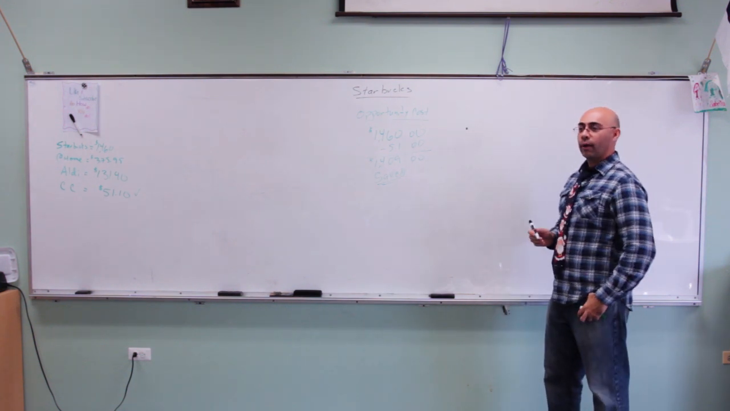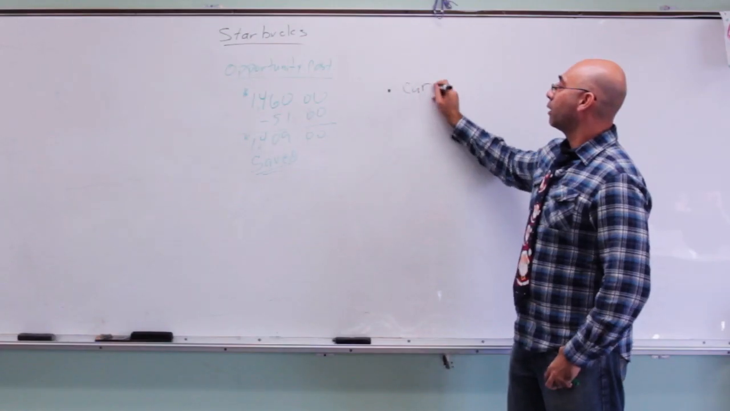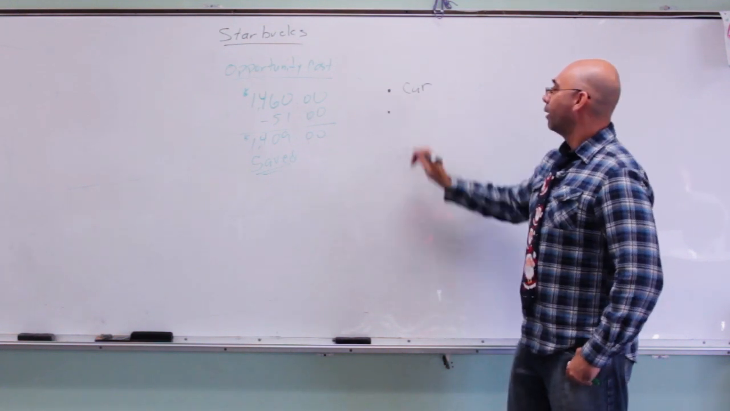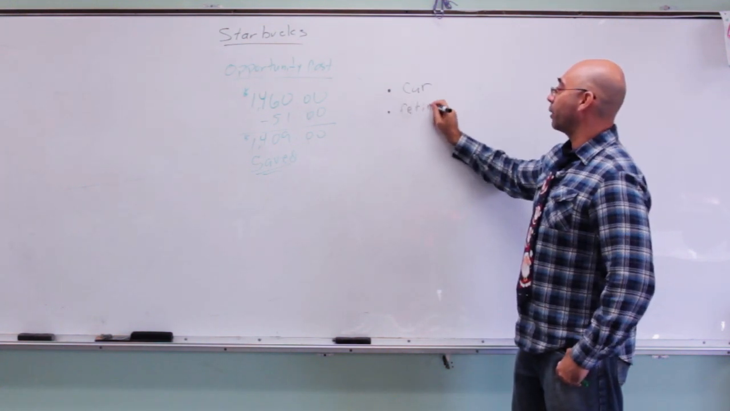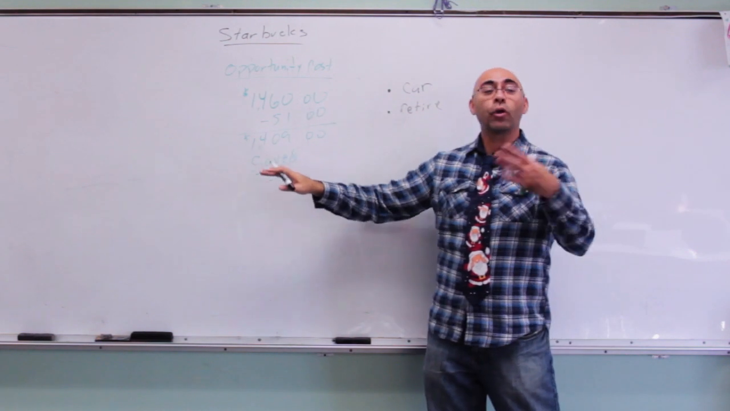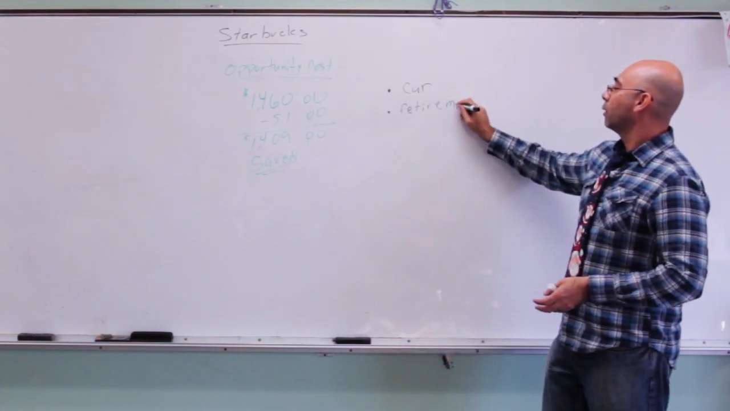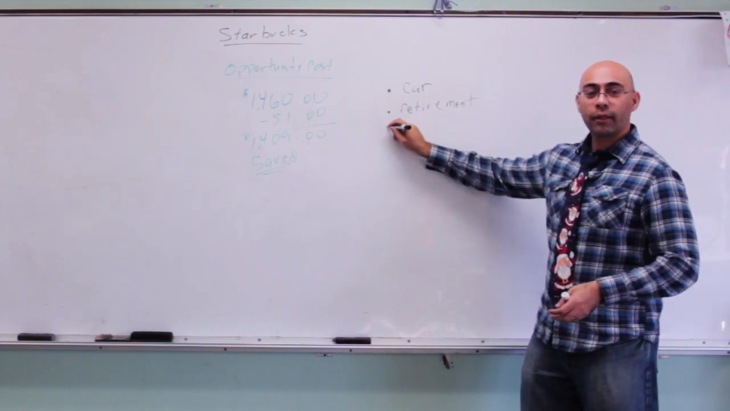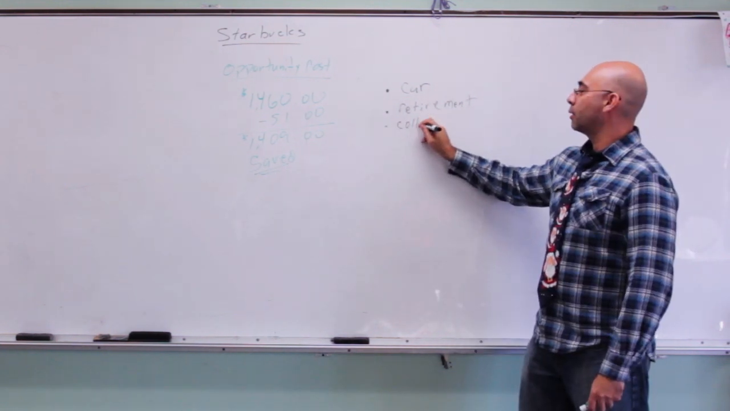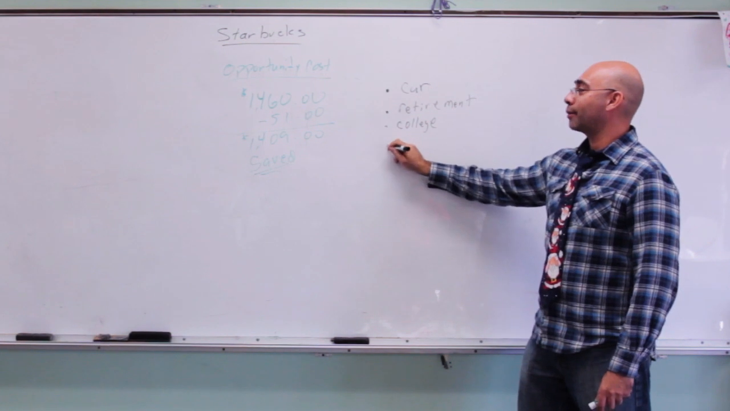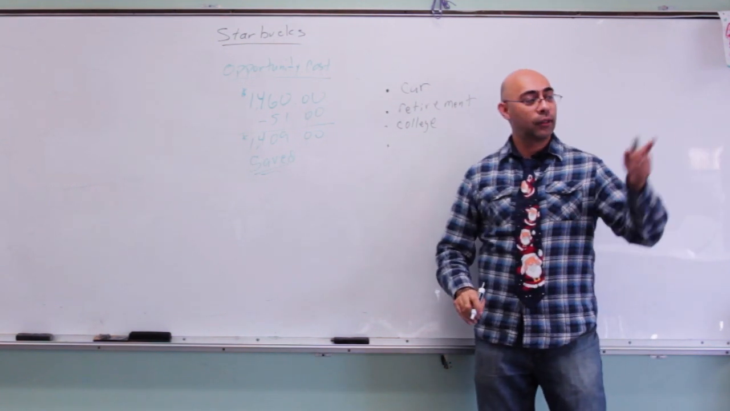Yes, Miss Potato. Save for a car. Retirement. Okay, you could add more money to retirement. And again, we're assuming you're already putting away money for retirement. So you could put more money for retirement. Anything else? If you have kids, put away for their college. That's an extra $1,000 you could put away for your kids' college.